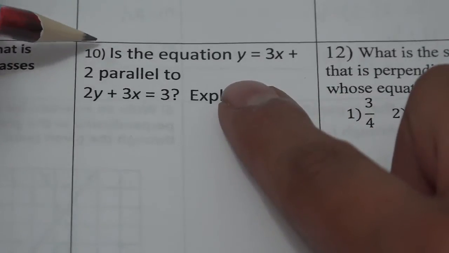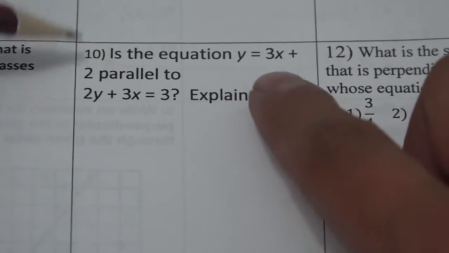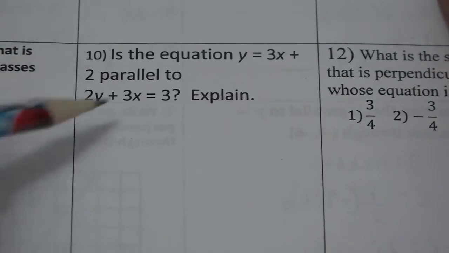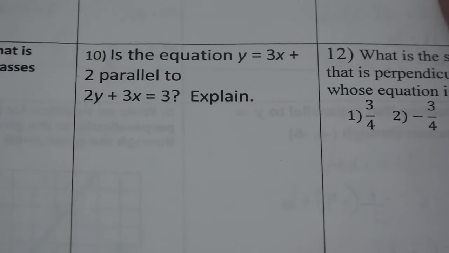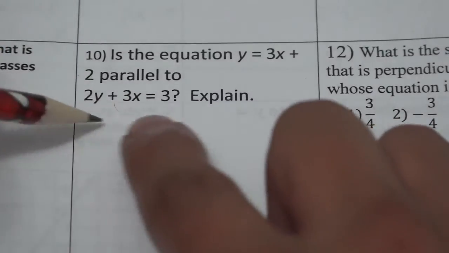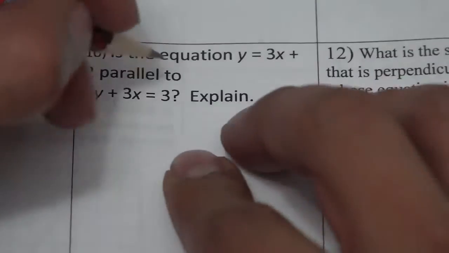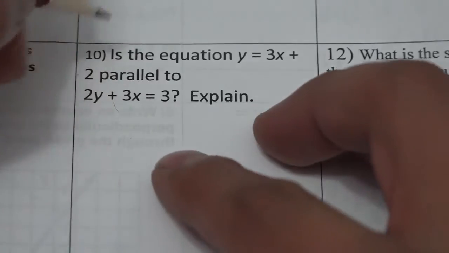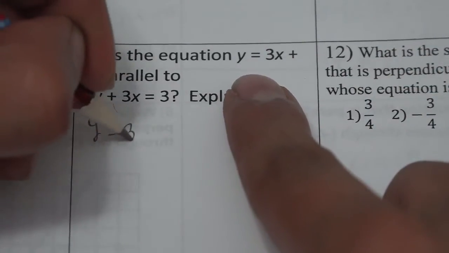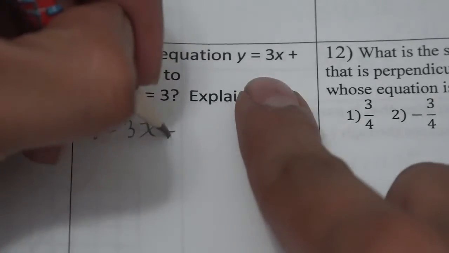So is the equation y equals 3x plus 2 parallel to this one? I don't know. In order for me to know, I have to compare both equations when they're solved for y. I mean, I could tell just by looking at it. The slope right here is going to be negative 3 over 2. But let us solve it. So this is already solved for y. Look, y equals 3x plus 2.